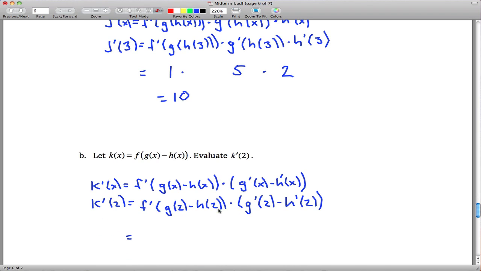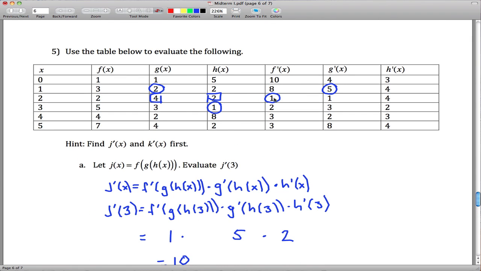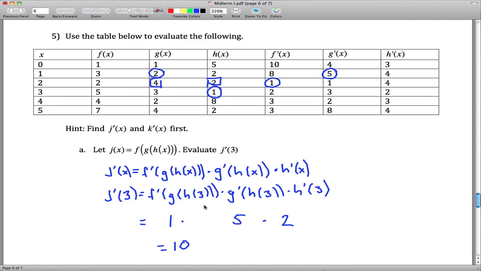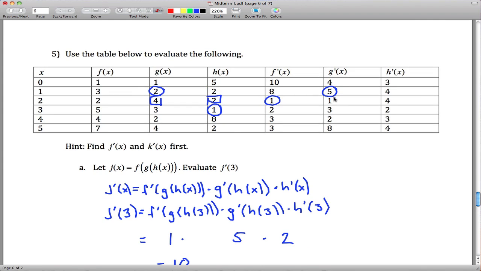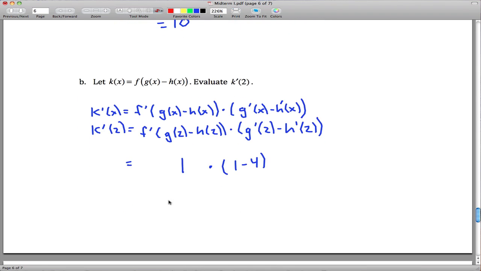So we want f prime of 2. Back up to our table, f prime of 2, it looks like we already used that, it's equal to 1. So this whole thing is equal to 1. We want to multiply that by g prime of 2 minus h prime of 2. Alright, g prime of 2 is 1, h prime of 2 is 4, 1 minus 4 is negative 3. 1 times negative 3 is equal to negative 3, which is the answer.